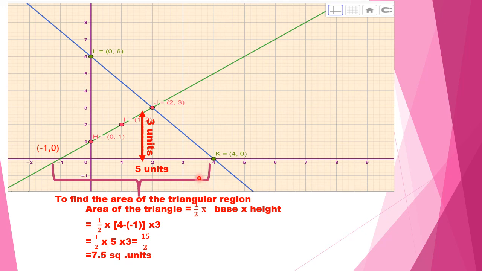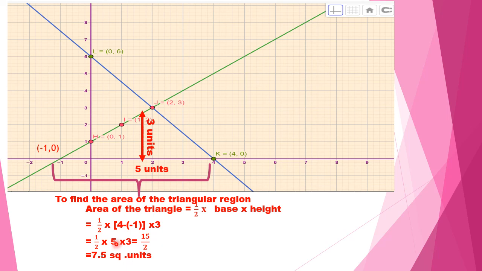Usually if there are two numbers 3 and 4 and you want to find the distance between them, how will you find it? You will write 4 minus 3 and that is 1 unit. The same process I have applied over here. 4 minus minus 1. Minus 1 is a number, I mean it is an integer. So 4 minus minus 1 is 4 plus 1, 5.